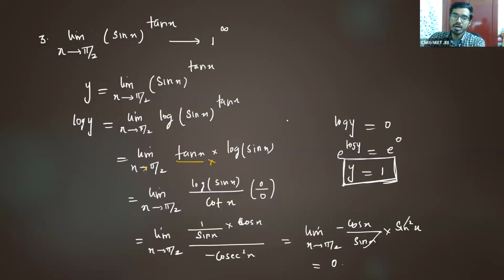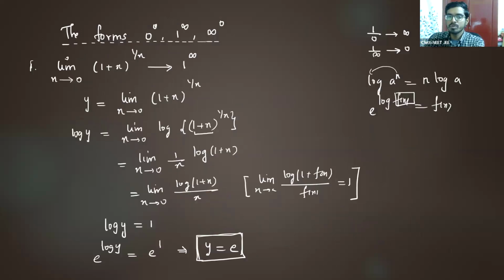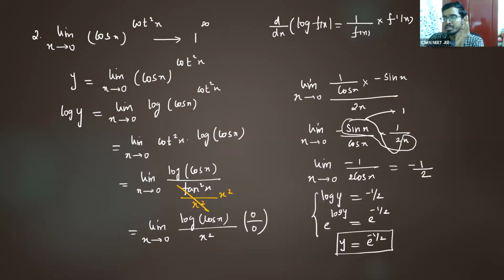So I think you got an idea about 0 power 0, 1 power infinity, infinity power 0, right? Very simple. You just have to take log on both sides. Then it will be reduced to 0 by 0, infinity by infinity form. Just apply the previous concepts. Don't forget to take e on both sides because you're getting log y limit. We need to find y. From that you take y, right?